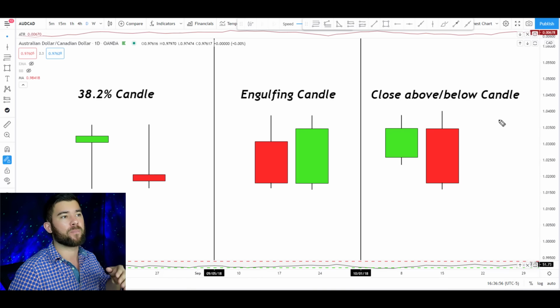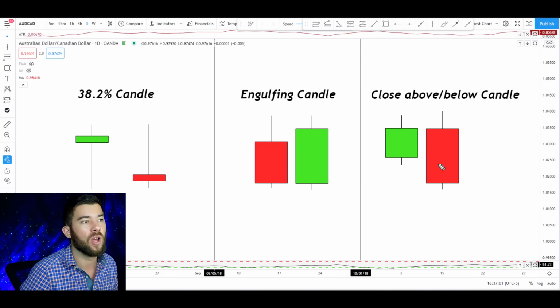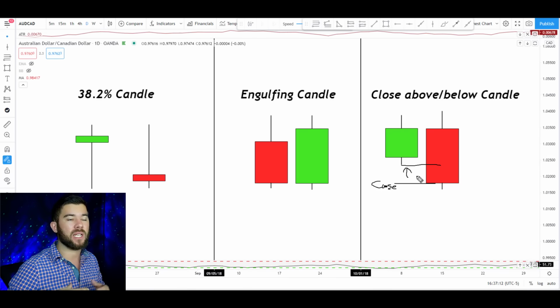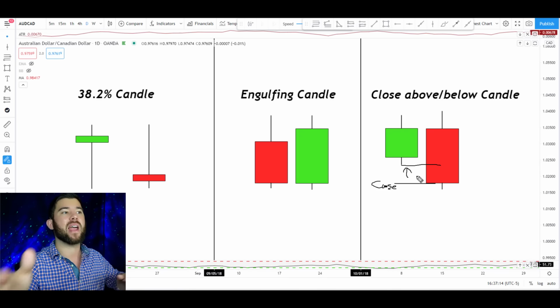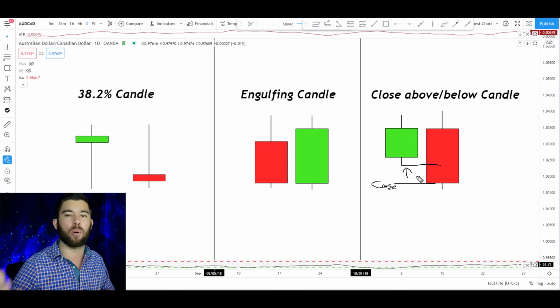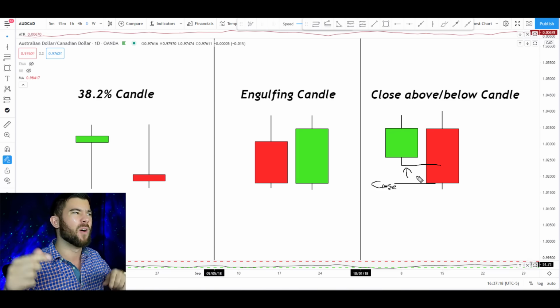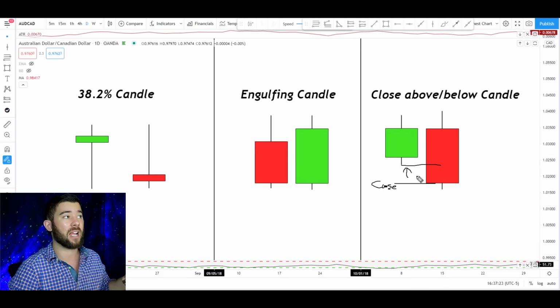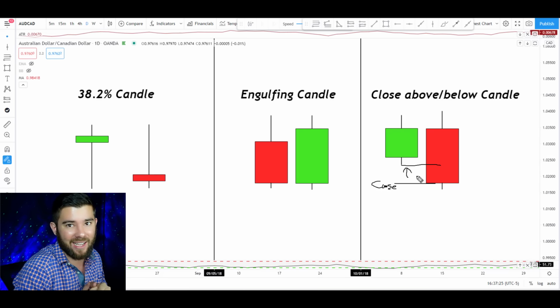Here we have close above and close below candle. Pretty self-explanatory. But a close below candle would be a candle in which the close of that candle is below the low of the previous candle. As long as that happens, that to me is showing selling pressure, and the opposite would be true in the bullish direction. We would have a close above. Again, we'll take a look at that down on the chart. But right now, let's go take a look at a few live examples of the 38.2% candle first.